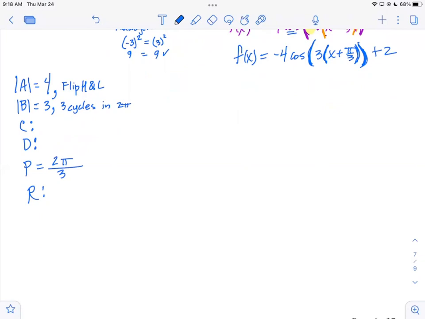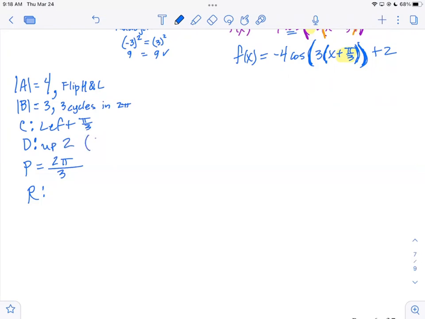From 0 to 1, 2 pi thirds, you see your first cycle. From 2 pi thirds to 4 pi thirds, you see your second cycle. And then from 4 pi thirds to 6 pi thirds, you see your motorcycle, third cycle. Tricycle, bicycle. All right, now for C, is it left or right pi thirds? Left pi thirds. And then your D value is up 2, right?